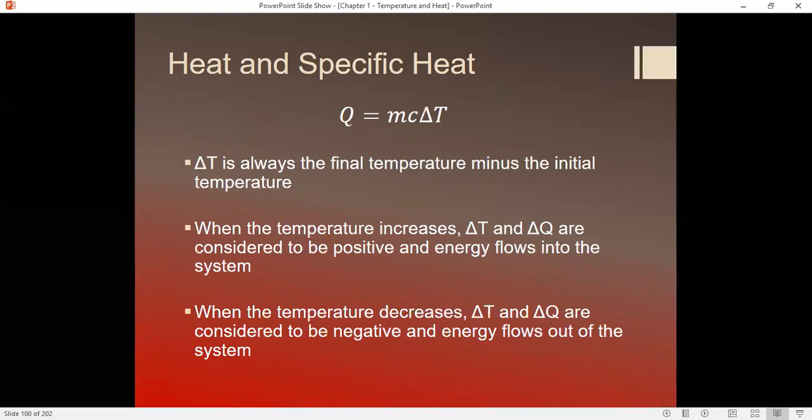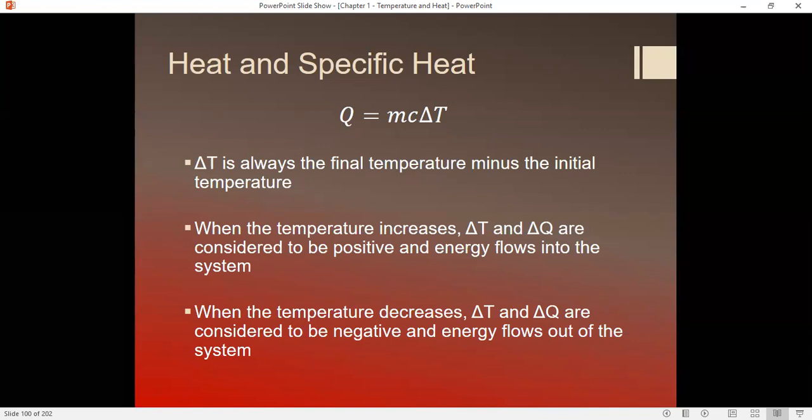Again, looking at the equation, here's our equation for heat. If there's no phase change taking place, the heat added to a substance is equal to the product of the substance mass times the specific heat times the change in temperature. Okay?